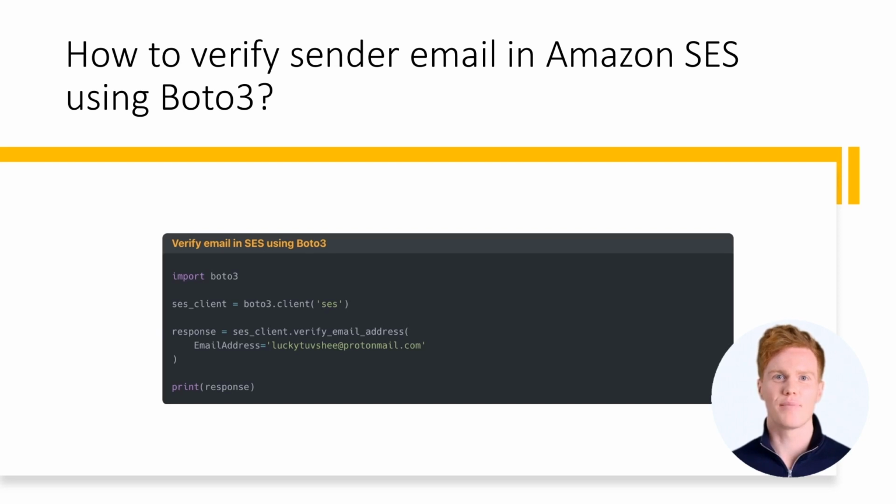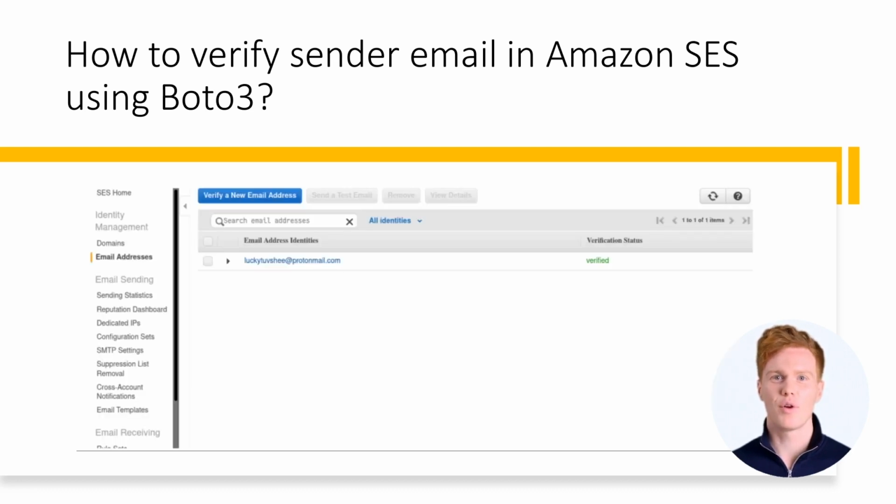To verify email in SES, you need to use the Verify Email Address method of the SES client. As soon as you execute this method, Amazon SES will send an email to the specified address with the verification link. Click on the URL of the link in the email to verify it. Once you've verified the email address ownership, you'll see it in a new status in the AWS console. After this step, you can send emails on behalf of your verified email address.